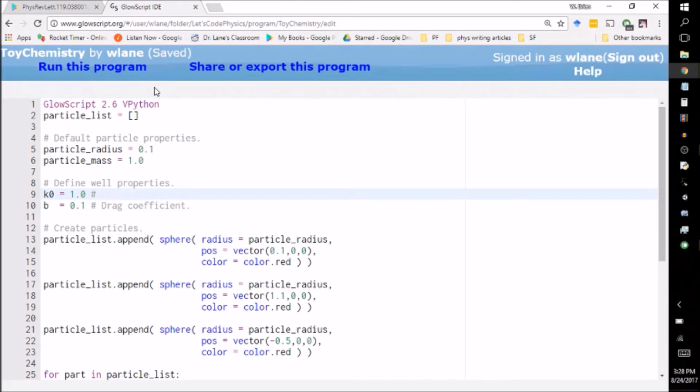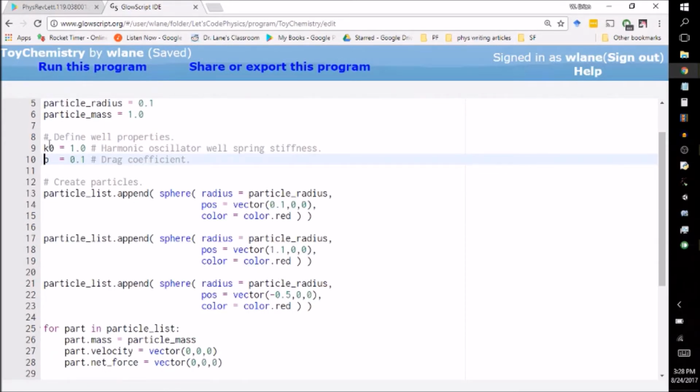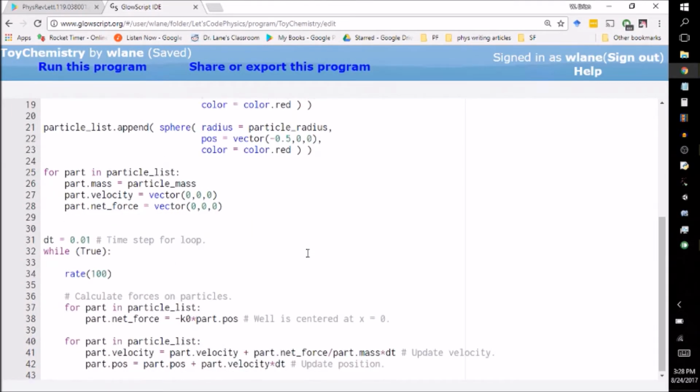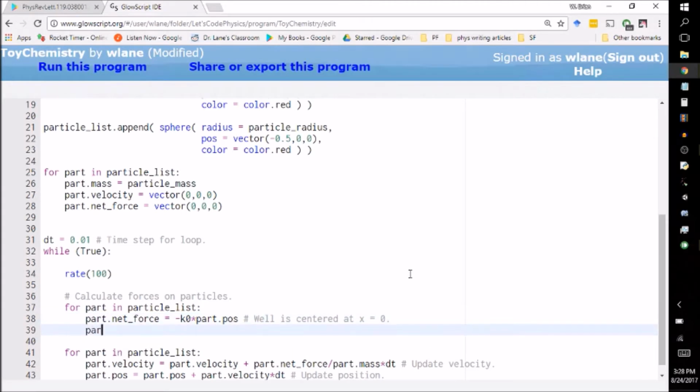So this is also the harmonic oscillator well spring stiffness. I'm throwing every possible name on there so that I remember what it is later. Of course, K is usually the spring stiffness. B is usually a drag coefficient. So let's do this part here. We've got the well here. Let's do the drag force next.